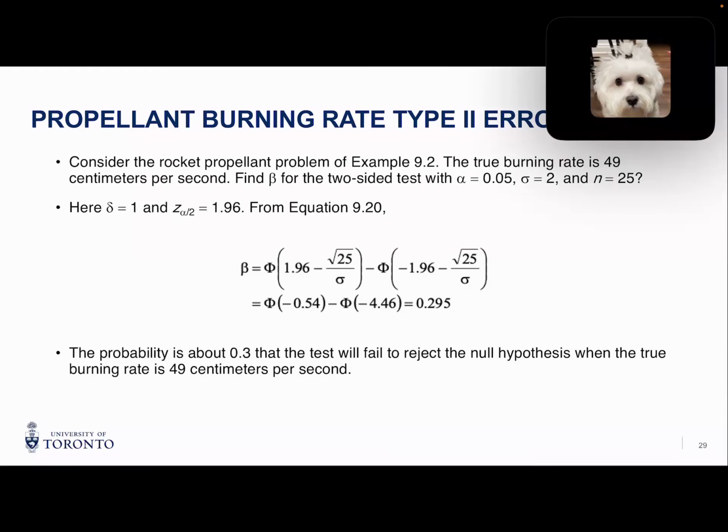How do we calculate beta, right? So delta equals 1 because we're assuming now our true burn rate's 49, previously it was 50. Z alpha over 2, because we want 0.05, is 1.96. We calculate our Z beta as delta times the square root of the samples divided by the variance. And we get the difference between these two cumulative distribution functions, right, which ends up being on the order of about 30%. And so we actually have relatively high type 2 error.